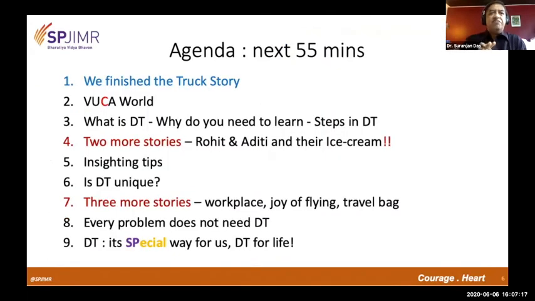So having started, we will now give an agenda. We finished the truck story. For the next 55 minutes, that's how we will proceed. We will talk about this VUCA world, which is volatile, uncertain, complex, and ambiguous. I put the C in red because it's the COVID world, the coronavirus world.